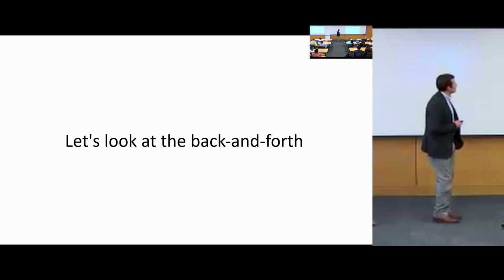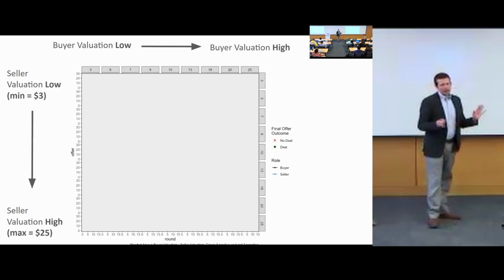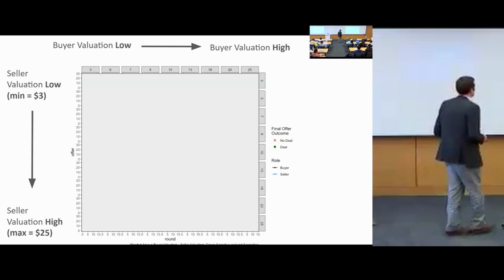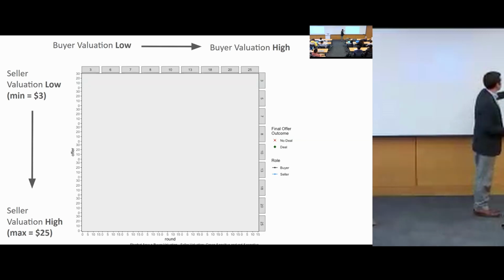So let's look at the back and forth. This is after the fact, we can look at all these bargaining scenarios. And so I'm going to arrange them. These are cases where the seller's valuation was low. These are where the seller's valuation was high. This is when the buyer's valuation was low and the buyer's valuation is high.